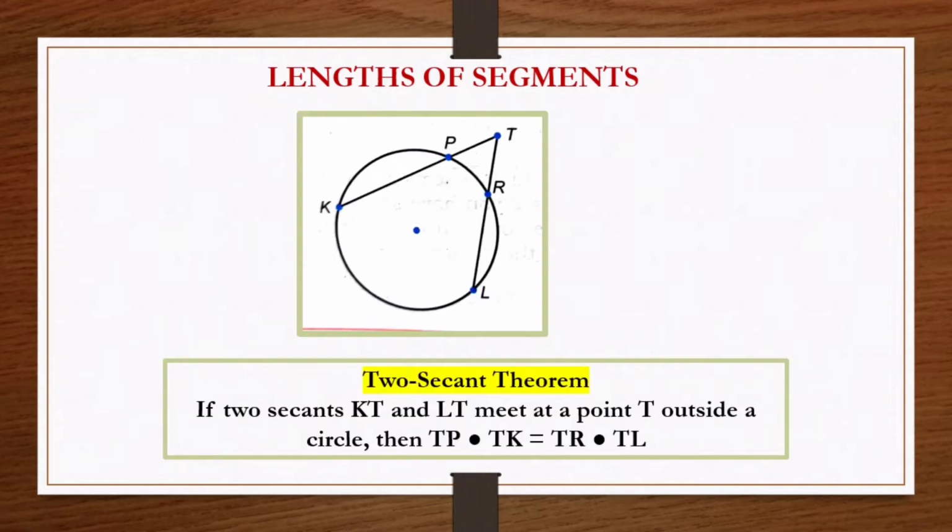The two-secant theorem. So two-secant kasi tignan nyo yung segments, no? Bawat segment, KT, nag-intersect siya sa ating circle in two points. So that's secant. TL also intersected with at point R and point L. So if two secants, KT and LT, meet at point T outside the circle, then the length of TP times TK is equal to TR times TL. So it's a very simple formula and a simple thought, but we still have to study and analyze.